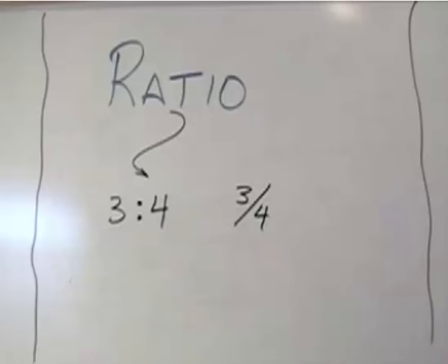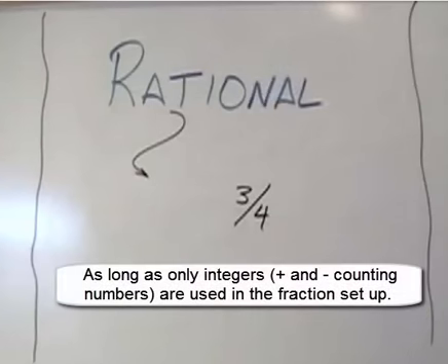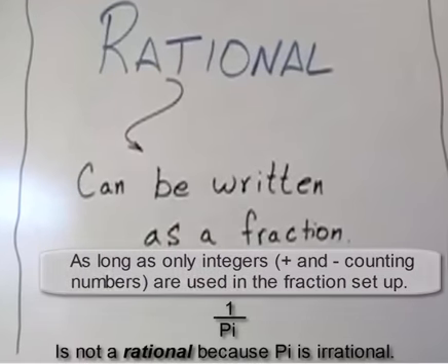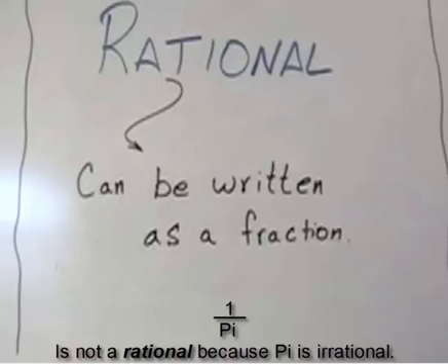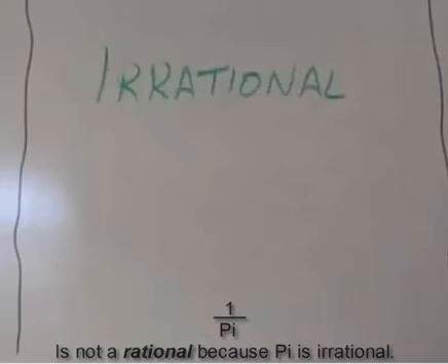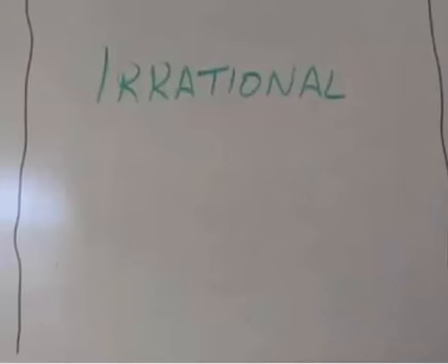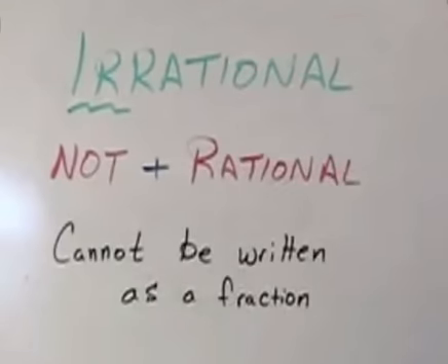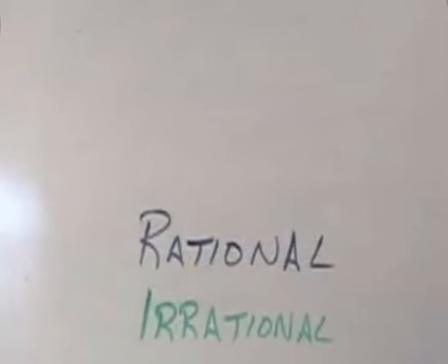Let's look at the second representation. This is a fraction. So we can say that a rational number is any number that can be written as a fraction. Now you may be asking, are there other numbers that can't be written as a fraction? Yes, we call those irrational numbers. Here we see the prefix ir, meaning not. Not plus rational means these are numbers that cannot be written as a fraction. So we have two groups of numbers, rational and irrational numbers.